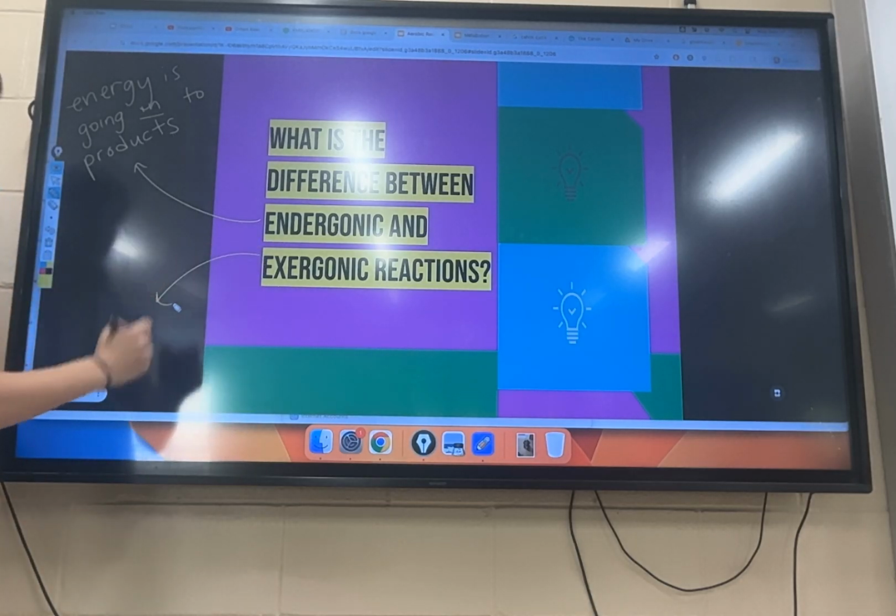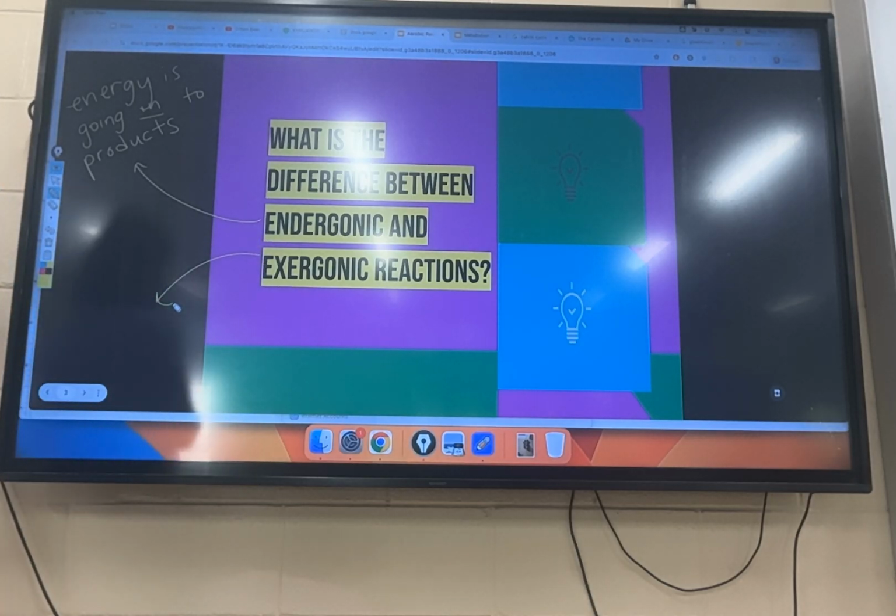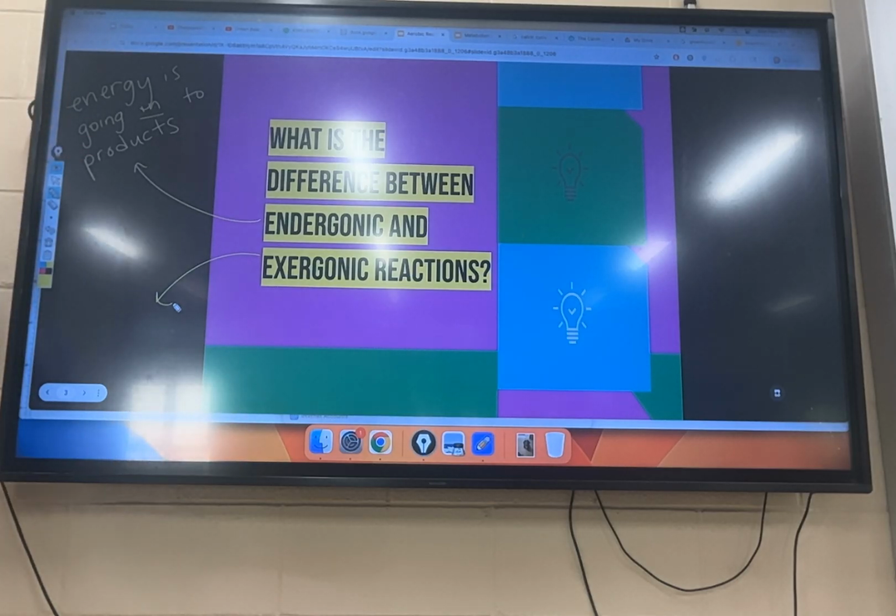Exergonic is the opposite. When you were talking about endo and exocytosis, you're talking about things going into cells or out of cells. We're still talking about in and out. It's just a matter of, are we putting energy into things or are we allowing energy to leave things? An exergonic reaction is one that releases more energy than is required to get it going.